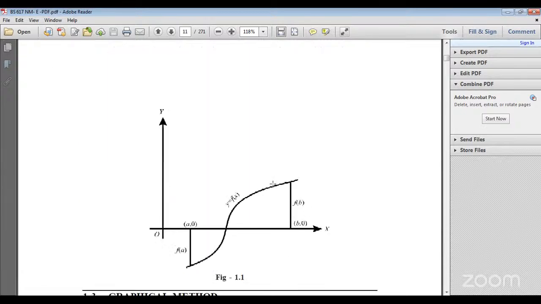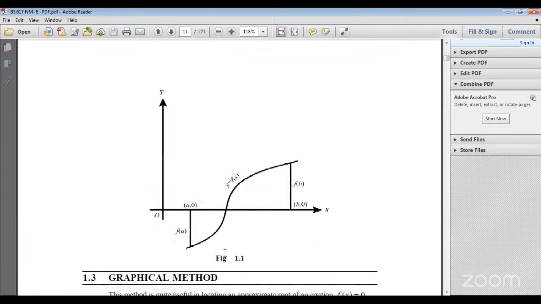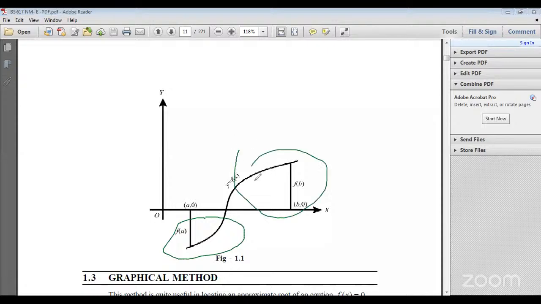So this is the graph. Location of roots: the intermediate value theorem. If f(x) is a continuous real valued function on [a, b] and f(a) and f(b) are of opposite signs, then there exists at least one real root of f(x) = 0 between a and b. So this theorem helps in locating the root of the equation. In fact, the bisection method is based on the above theorem. Am I correct?